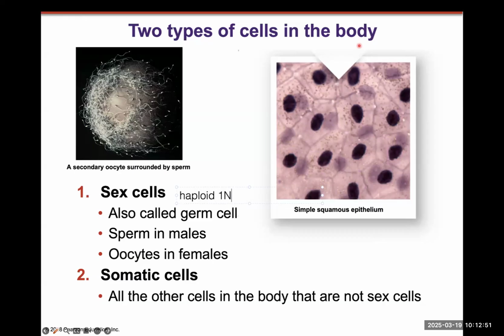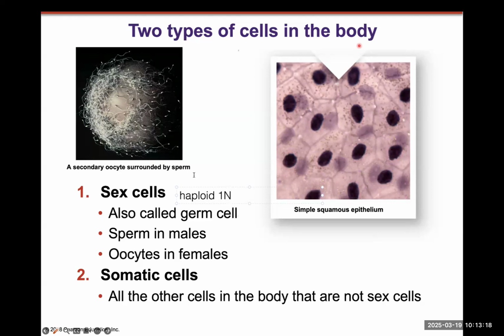Which means you only have one copy of the chromosomes. The sperm gives you half, from your dad, and the opposite gives you half, which is the oocyte or the mom side. When these two meet, that's called fertilization. Then you get back your diploid stage. So that should be a review from your general bio.